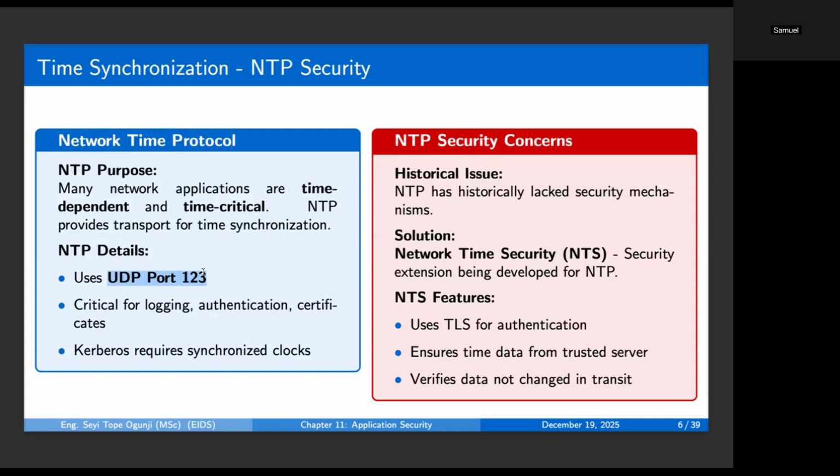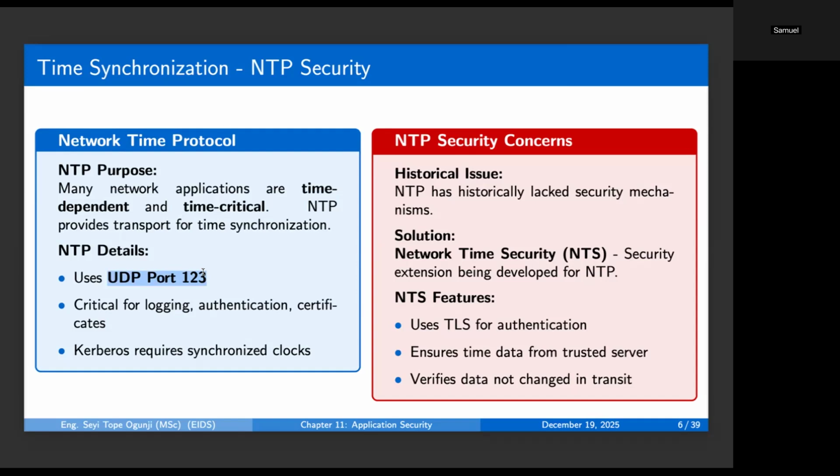We have different protocols. I think you are using UDP. That time when I asked you to run some code, I think I saw one of your protocols to be UDP. So it's very fast. So NTP uses port 123 and it uses UDP, that's user datagram protocol.